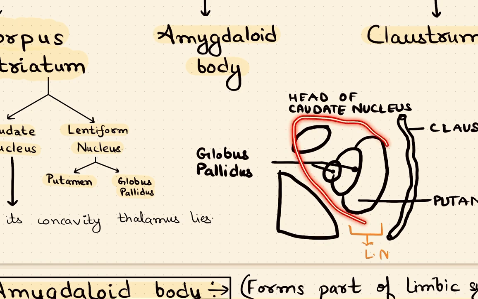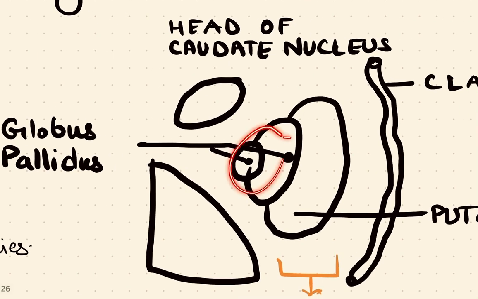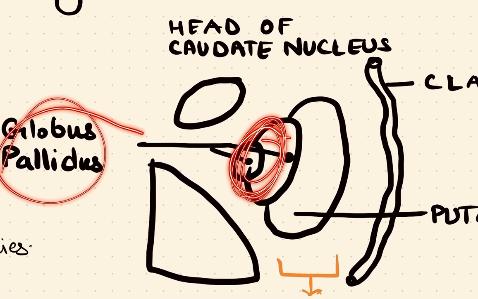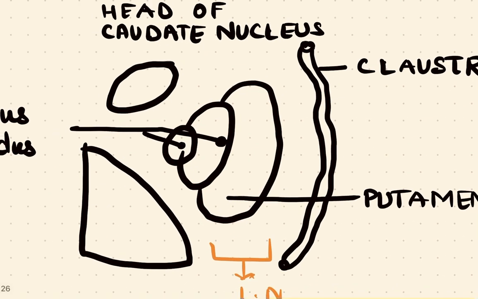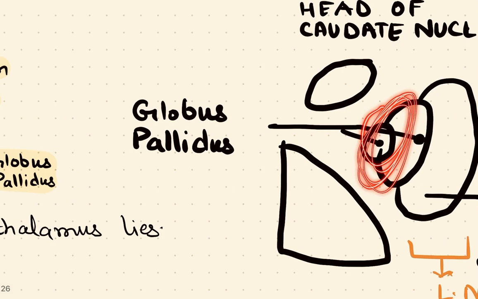These two structures are nothing but corpus striatum. And corpus striatum has two further structures, caudate nucleus and lentiform nucleus. Now this lentiform nucleus, as you can see in the diagram, is further divided into two parts. The medial one is the globus pallidus and the lateral one is the putamen. Lateral one is putamen and the medial one is globus pallidus.